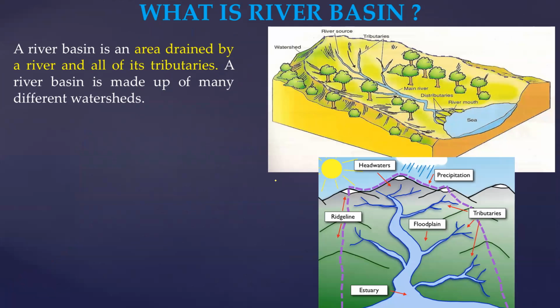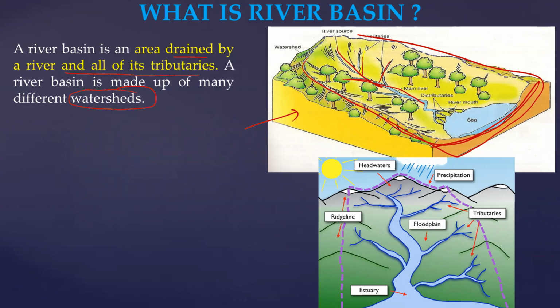So the first question is, what is a river basin? If you observe here, what is a drainage basin? This is a particular area where you have a main river and its tributaries. So this entire area is called a river basin. So it is the area drained by a river and all of its tributaries. A river basin is made up of many different watersheds.